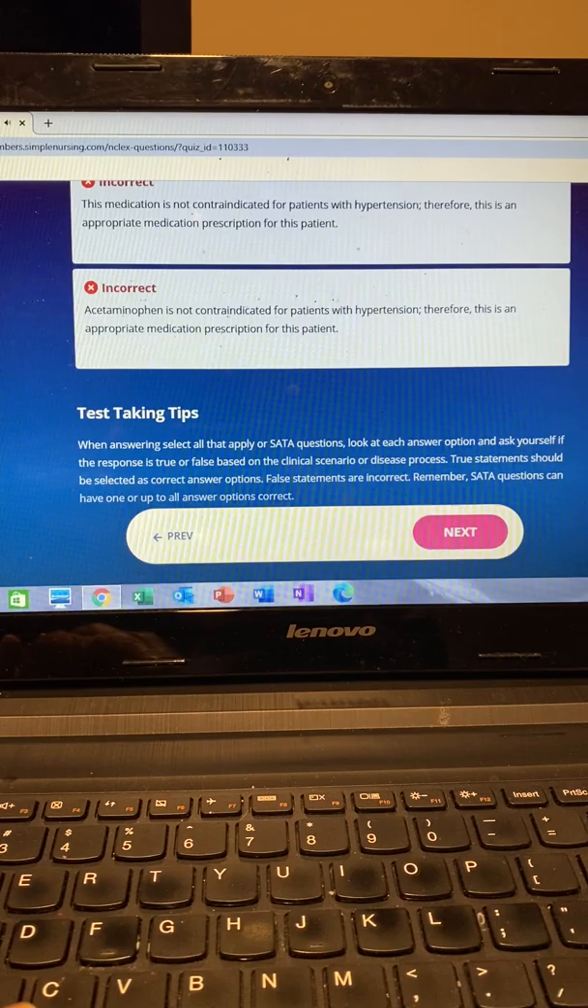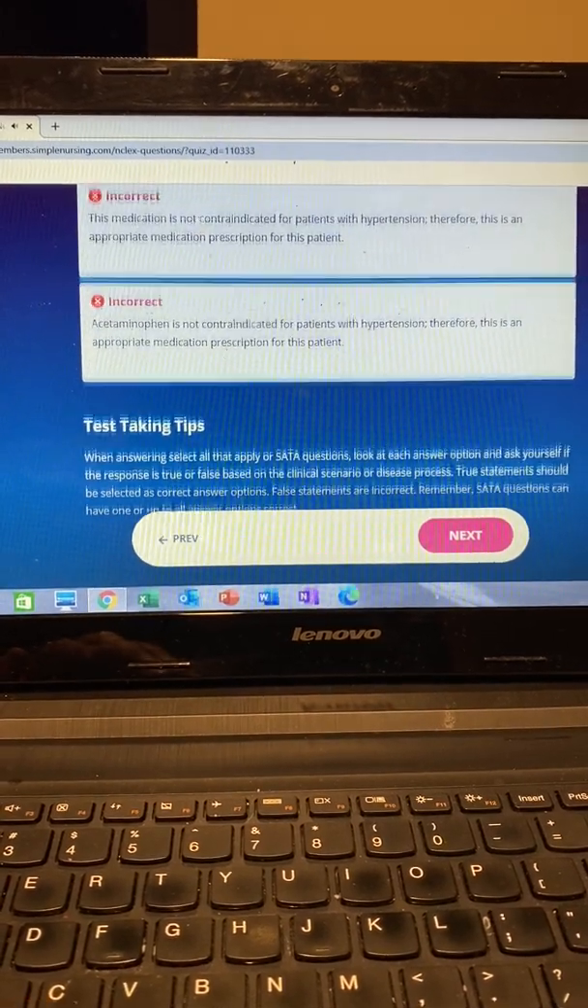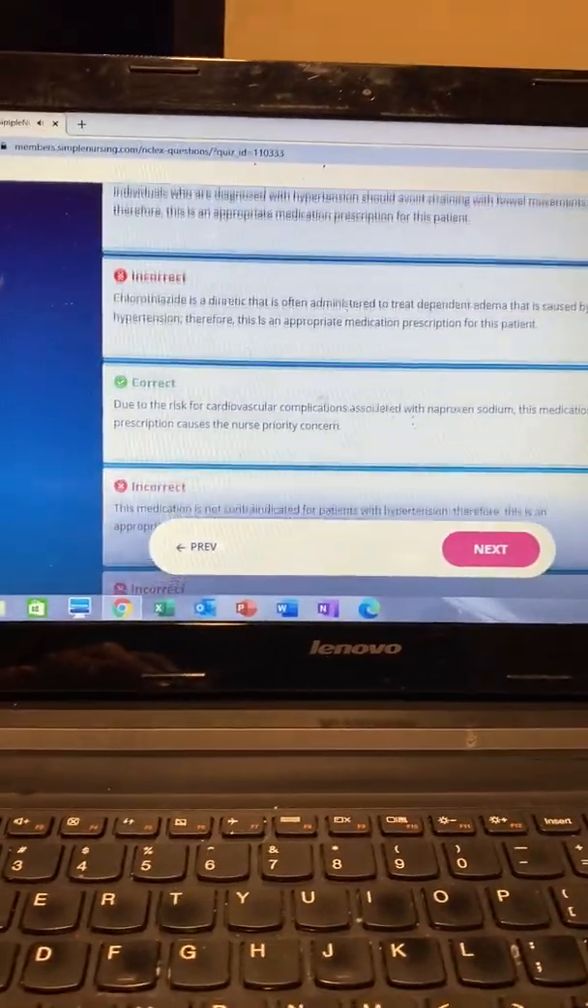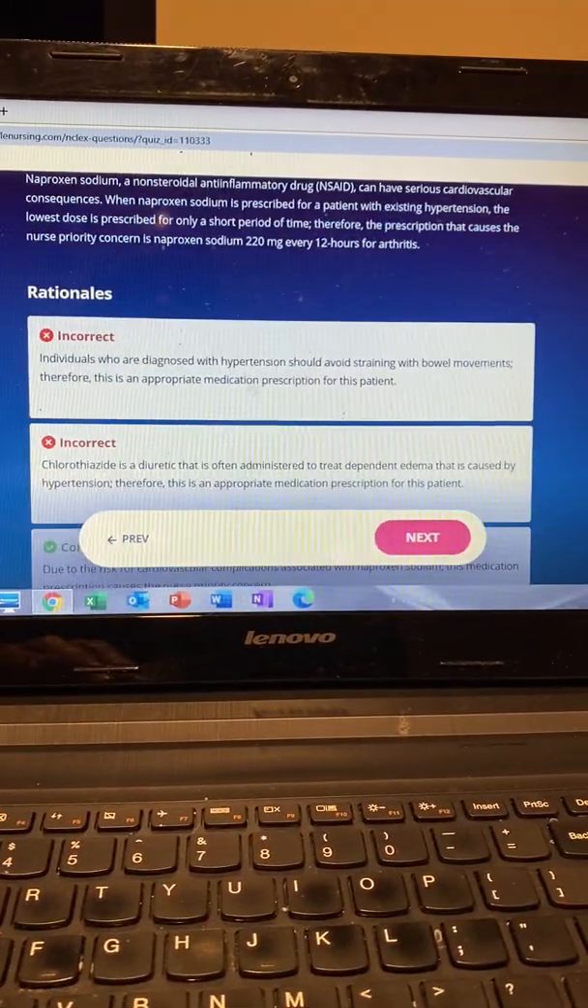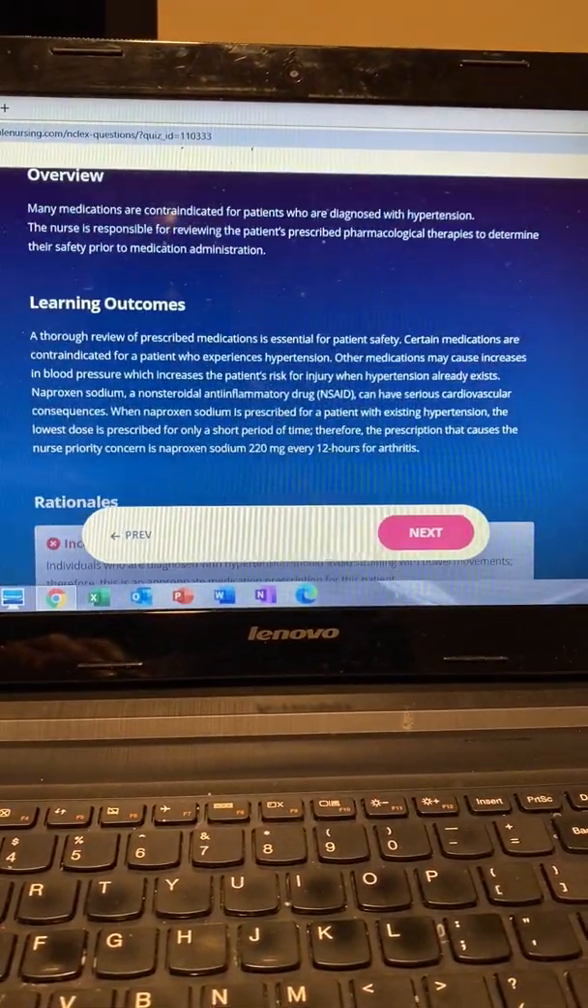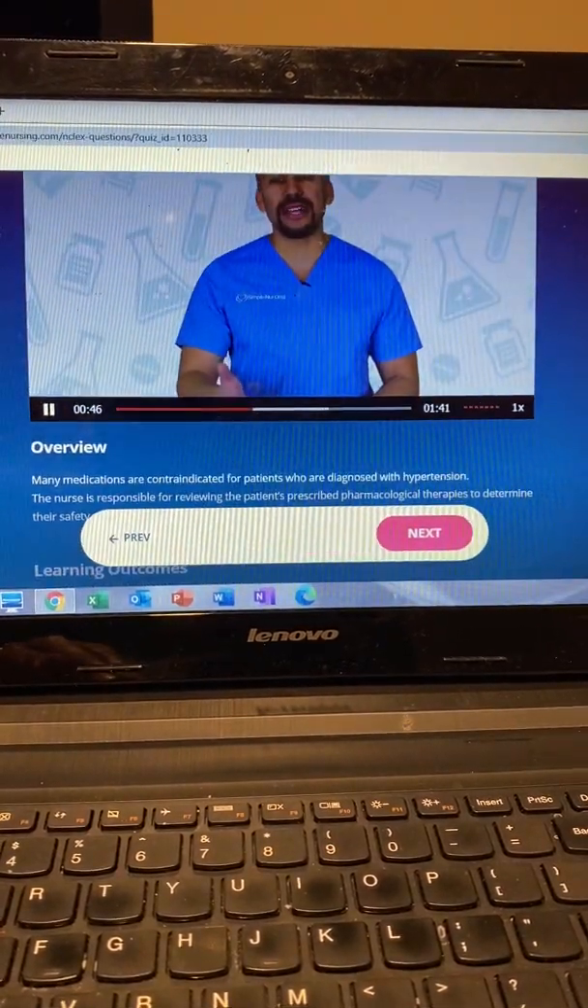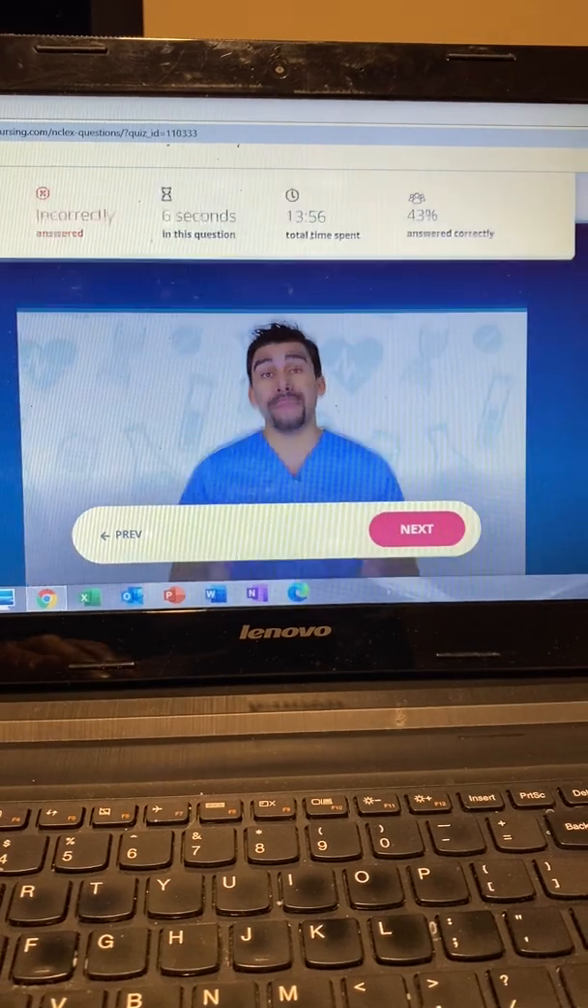So option number 1 is incorrect. Daily stool softeners is okay and normal. And option 2 also incorrect. Loop diuretics make the body dry, and it's really good for edema. So this patient has hypertension, so it's going to make the hypertension better.